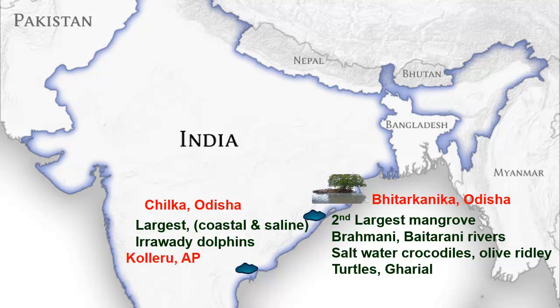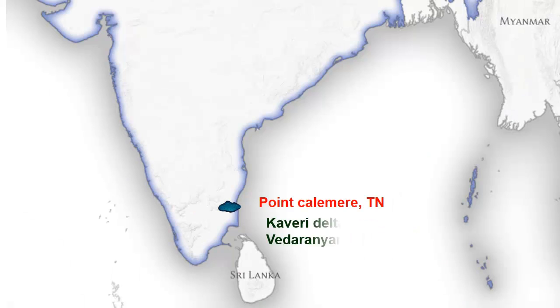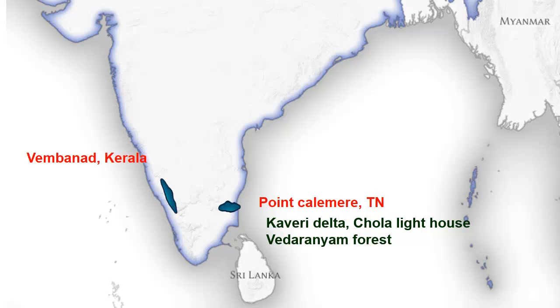And we have Kolleru Lake in Andhra Pradesh, which is the largest freshwater lake. Then we have Point Calimere in Tamil Nadu, which is in the Kaveri Delta. There is a Chola lighthouse here, and the forest surrounding this wetland is called Vedaranyam forest. And we have Vembanad Lake in Kerala, which is the longest lake. Kochi port was built on Wellington Island, which is formed by this lake with the Arabian Sea, and National Waterway 3 passes through this lake.